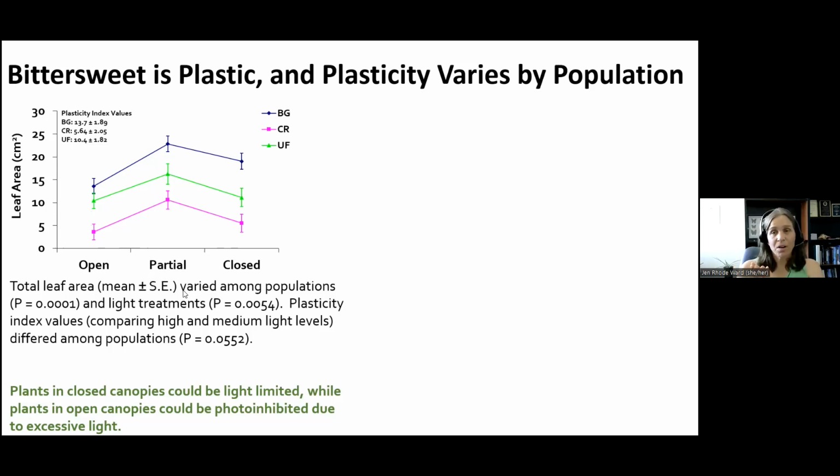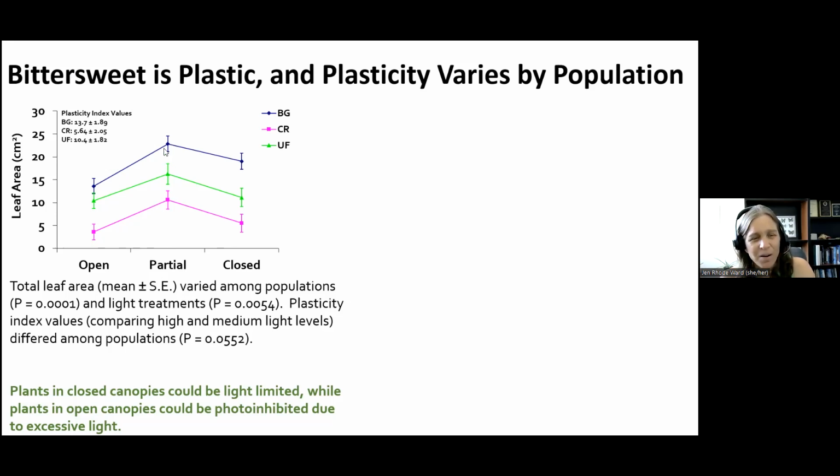The statistics showed that these 3 colored lines, the 3 populations, were statistically different. So in fact, the plants from closest to the Biltmore are bigger than the plants from these other 2 sites. And the plasticity also varied. So how much the plasticity varies is sort of an idea.